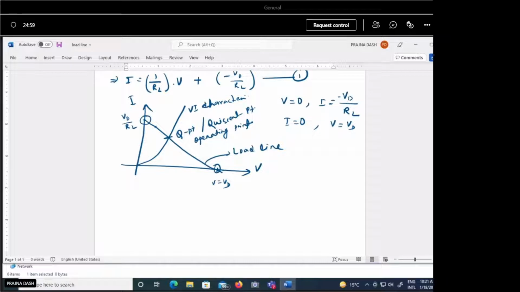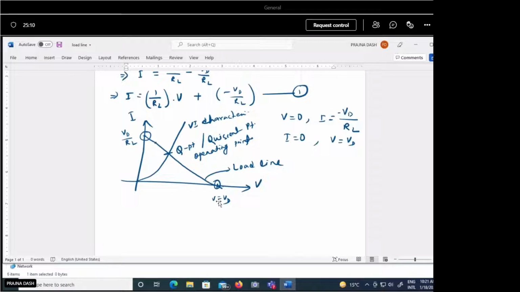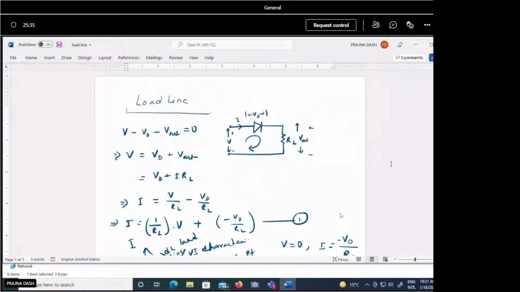So this is called your DC load line. Here we have applied a DC voltage and we have taken the current, whatever is flowing. So this is the DC voltage and DC current we are taking. So this load line is called your DC load line. And here we have also considered the static characteristics of this graph, when we take the DC characteristics or the static characteristics. So this is about the DC load line.